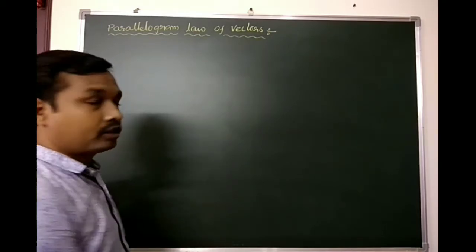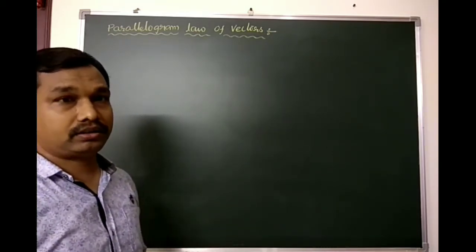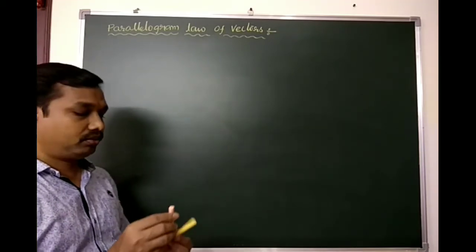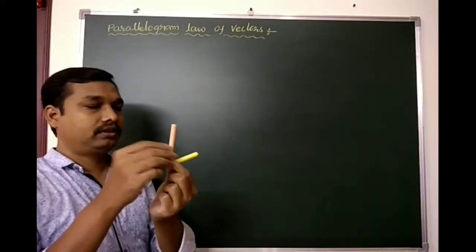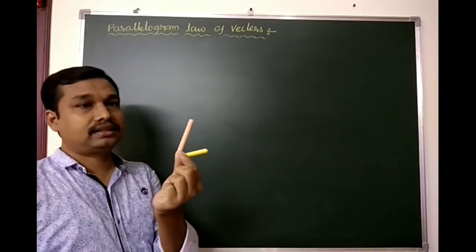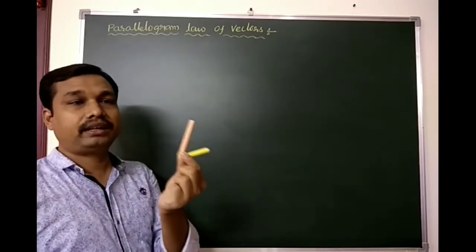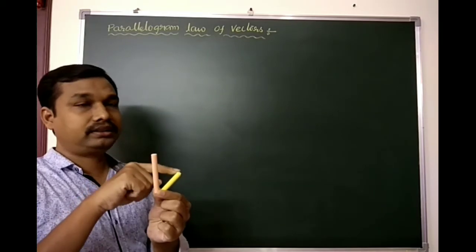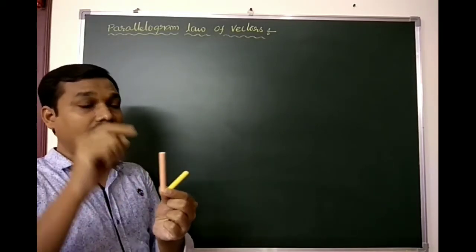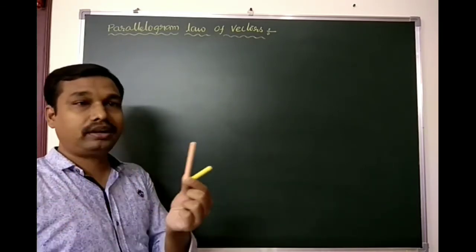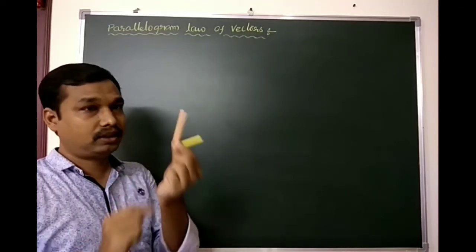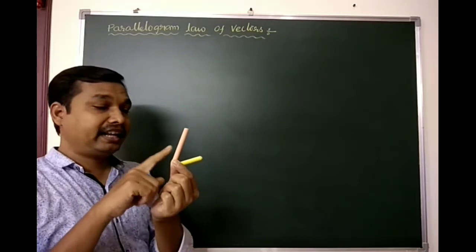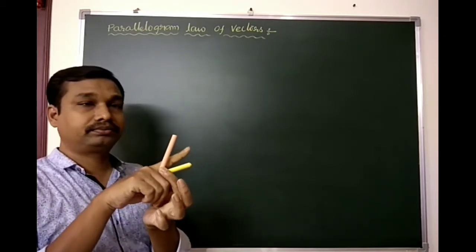What is that? Suppose you consider two vectors which are making an angle like this. Definitely there is a resultant of these two vectors. This is one vector, this is the second vector. They have magnitude and also direction, starting from one point. The resultant lies in between these two.